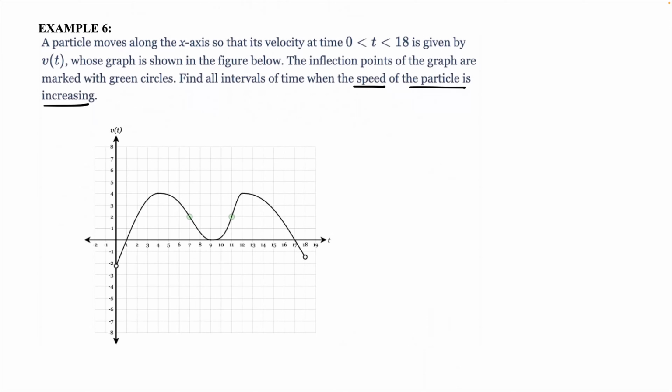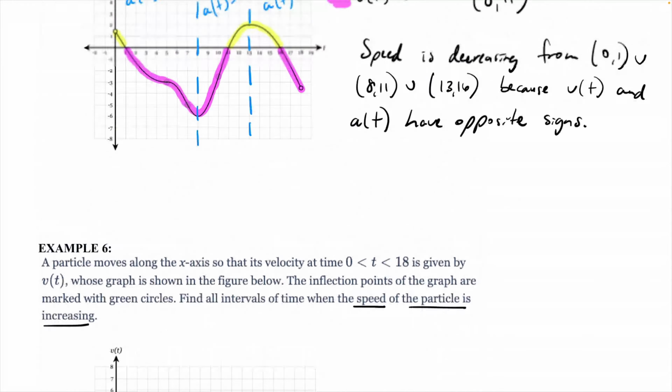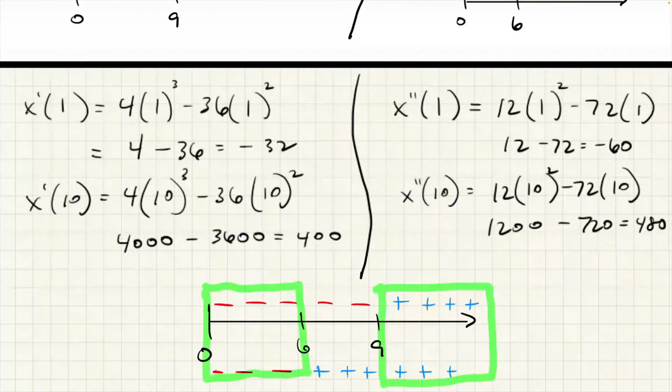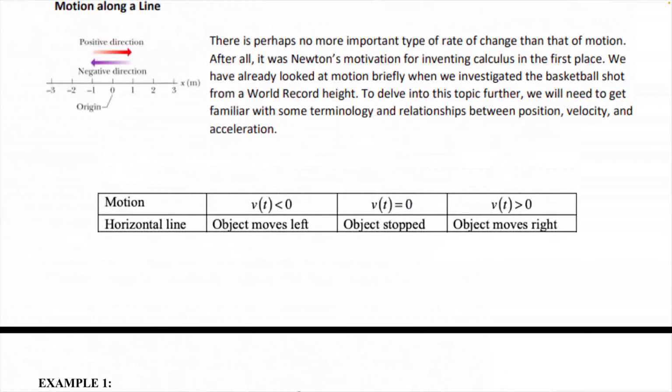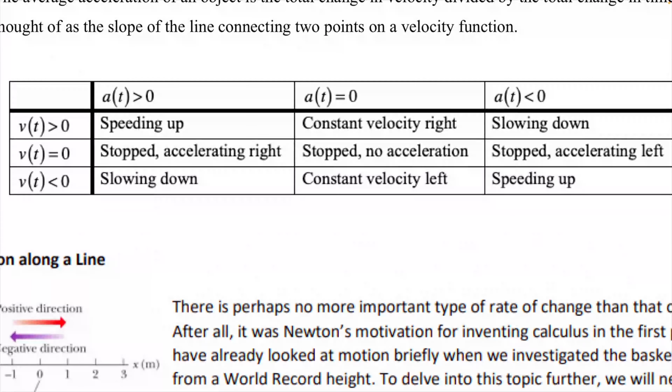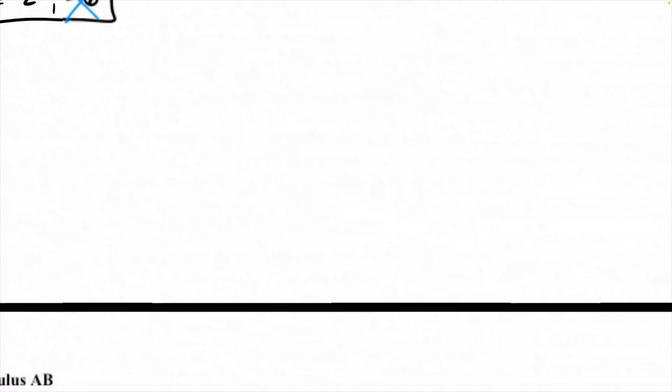So when is speed increasing? That's the first thing. When acceleration and velocity have the same sign. When acceleration and velocity have the same exact sign. Speeding up, slowing down. Here and here, when velocity and acceleration are both positive or both negative. Okay, so when they have the same sign.